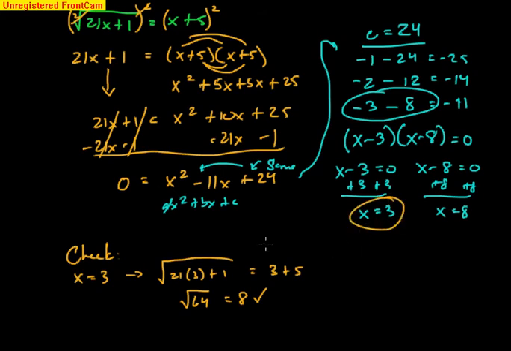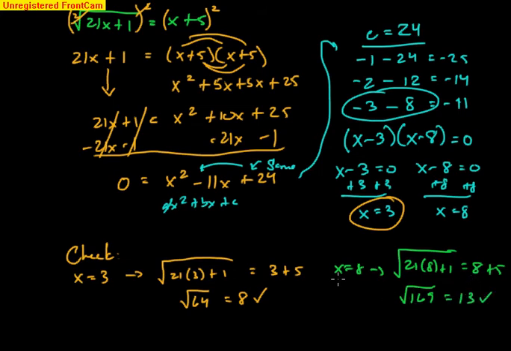Okay. Now we will check x equals 8. Square root of 21 times 8 plus 1 equals 8 plus 5. 21 times 8 is 168. Plus 1 is 169. 8 plus 5 is 13. And the square root of 169 is 13. 13 equals 13. We have two solutions. And it's okay. It doesn't happen often, but this problem, you get two solutions. As long as you check them, you're good to go.